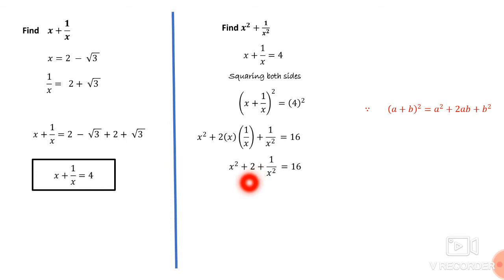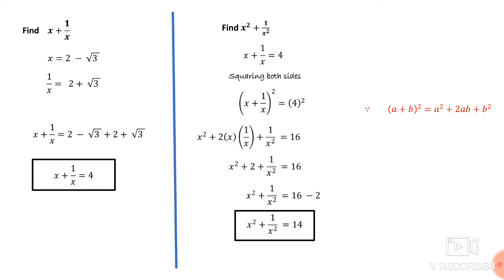Shift this plus 2 from left hand side to right hand side. It will become 16 minus 2, and 16 minus 2 is 14. This is the required value of x square plus 1 upon x square.